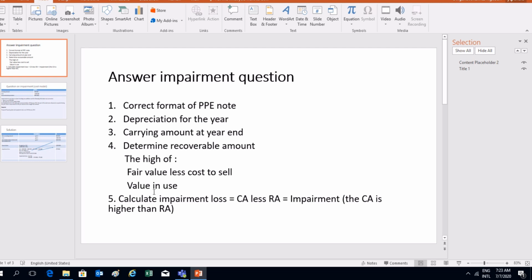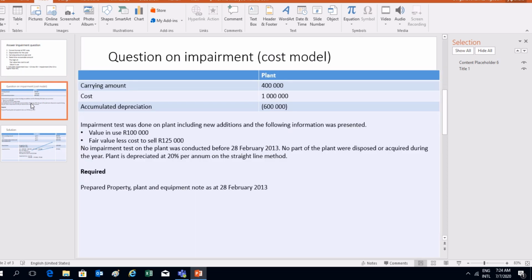In the standard we say we should only show the recoverable amount, which is the fair value less cost to sell the asset at that specific point, or value in use, the value of the asset in future when we are going to use it in the continuing use. What is the present value of your asset in future? Therefore, let's go to the question.